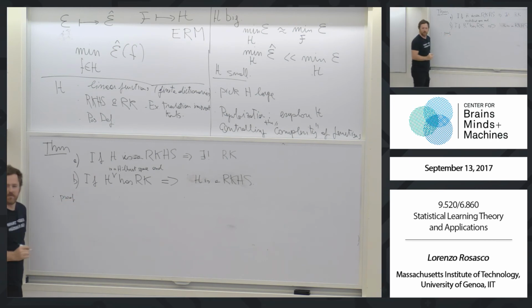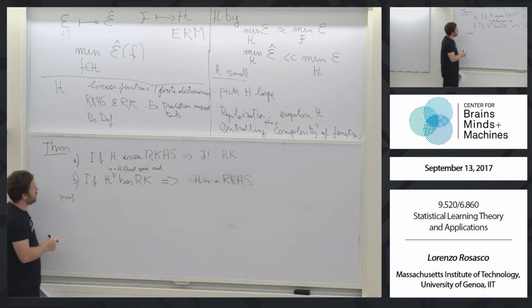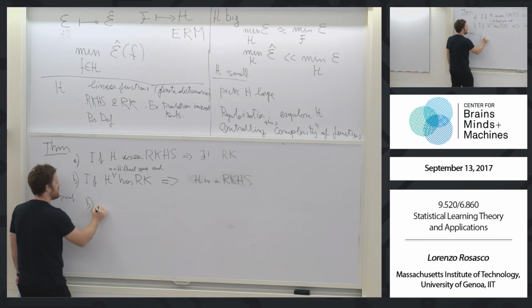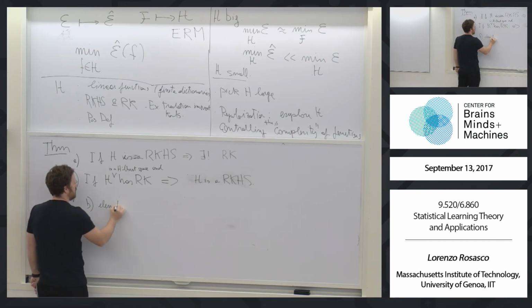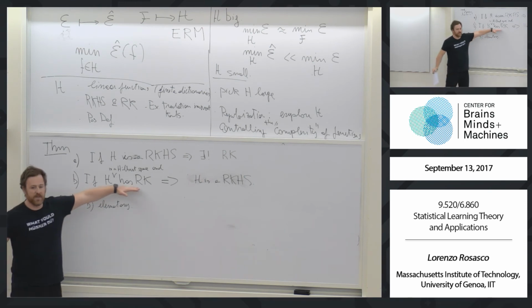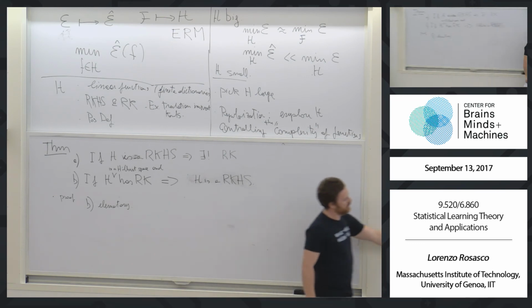I don't want to do the proof. It's literally two lines. The direction B is elementary, meaning that you use nothing. You literally write down the definition of reproducing kernel. It's actually kind of obvious. Look, I wrote it here.